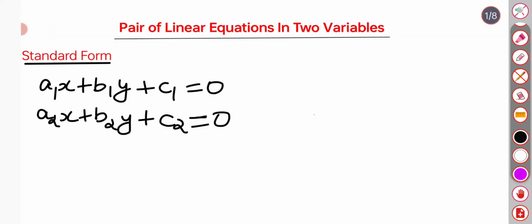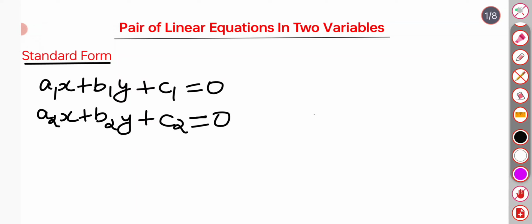So today we are going to discuss class 10 math chapter 3, that is pair of linear equations in two variables. So before starting the topic, we need to know what is a linear equation. So basically linear equations are those equations in which the power or the degree is 1.